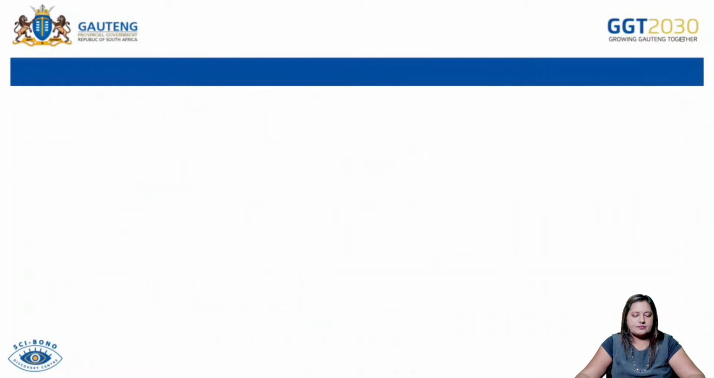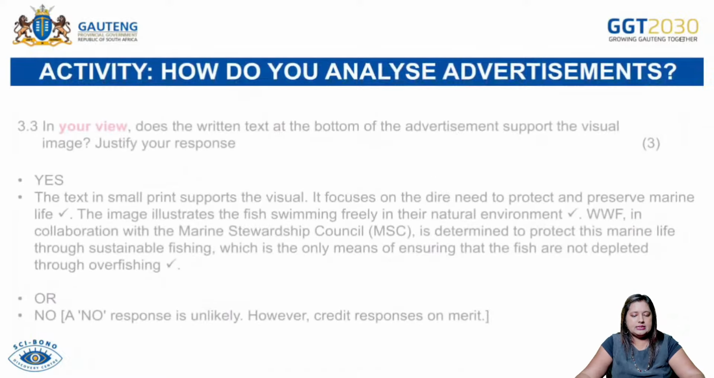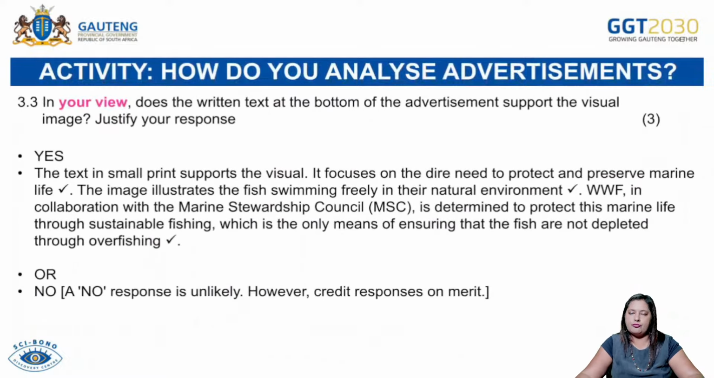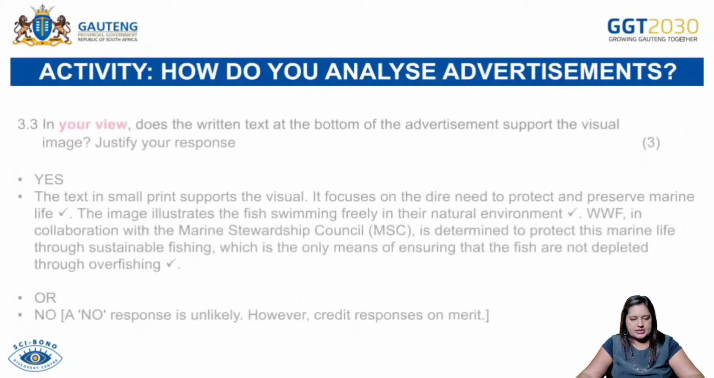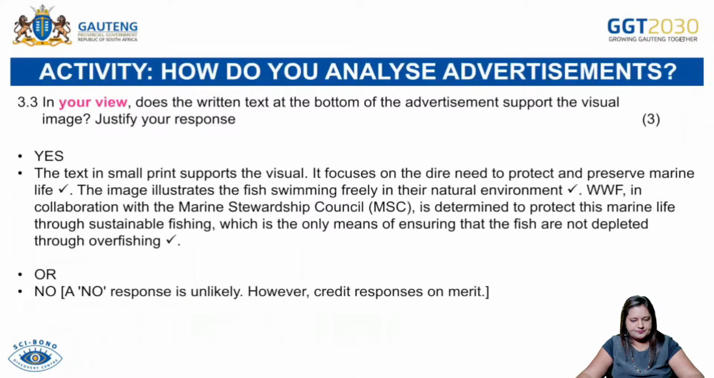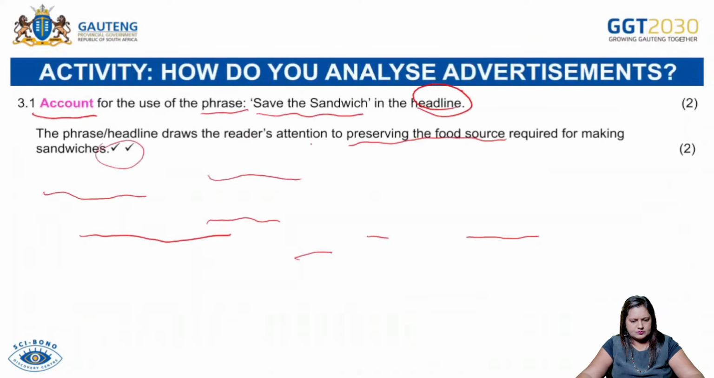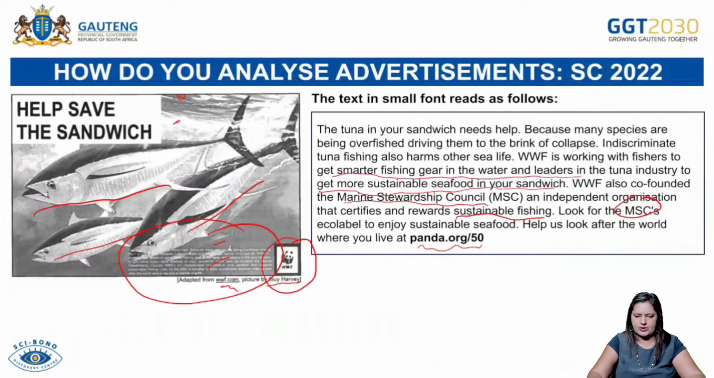Good. Then on the same text, we're looking at 3.3. In your view, that's important, your view. Does the written text at the bottom of the advertisement support the visual image? Justify your response. Now, if we try and go back there, the text at the bottom is this one here. All right, this. How is that in line with this image that has been showcased? That's what the question is asking you.